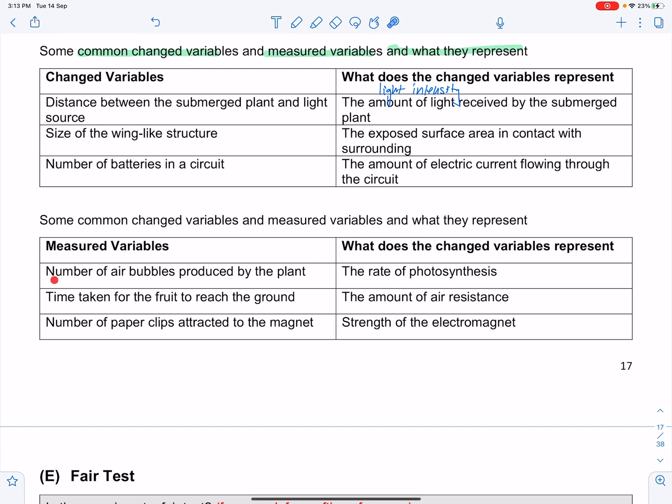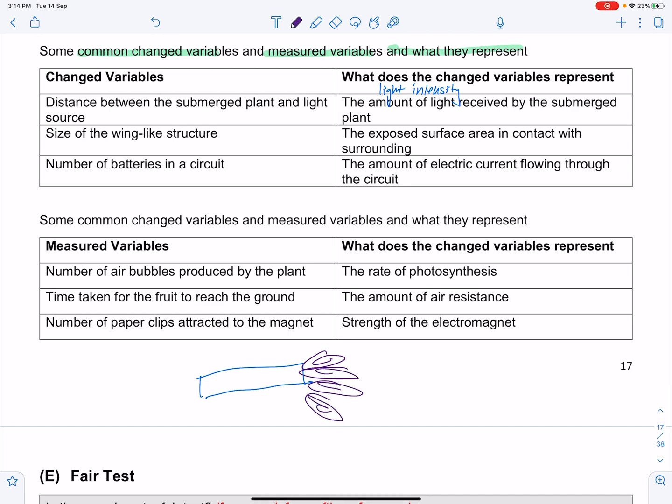And then these are your measured variables. What do they represent? Number of air bubbles means rate of photosynthesis. Time taken for fruit to reach the ground, amount of air resistance. Number of paper clips, strength of electromagnet. What do we mean by that? So for example, you have a magnet over here. The number of paper clips that is represented talks about the strength.